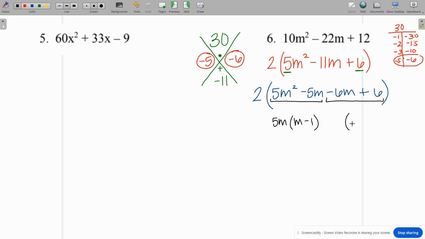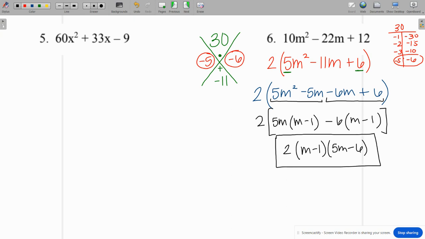Remember, we want the parentheses here to match m minus 1. So if we're going to have that, that means we factor out a negative 6. And still on the outside, we still have this 2. So if it's helpful to put parentheses or brackets there, you can do that. Which means that this factors to be, one quantity is m minus 1, another factor is going to be 5m minus 6, and then you can't forget about your 2 in the end. So in this case, you have a monomial times a binomial times a binomial for your final factored form.